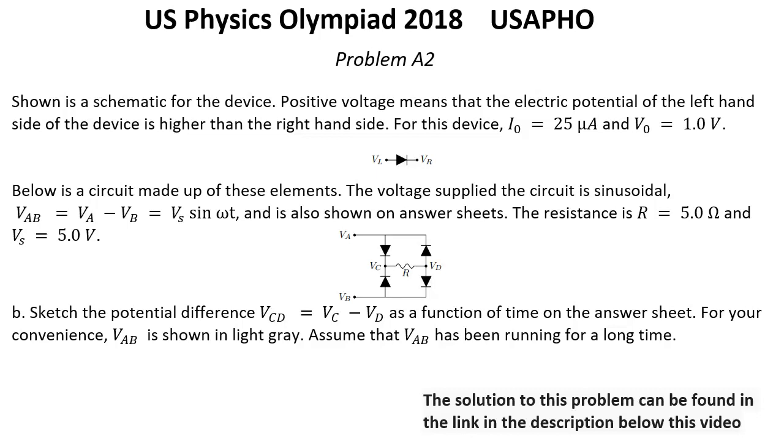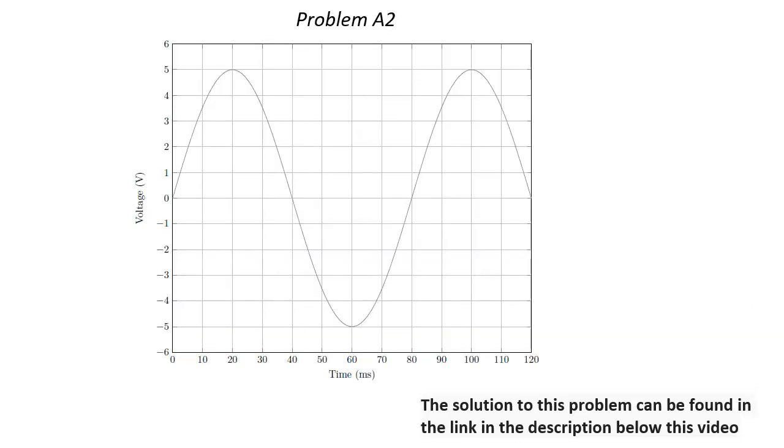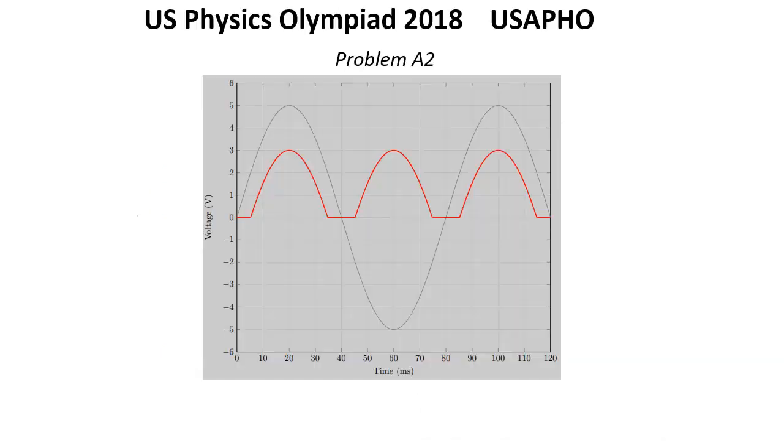For your convenience, VAB is shown in light gray. Assume that VAB has been running for a long time. So that's the answer sheet. Solution for question B. When the absolute value of VAB is less than 2V0, no current flows.